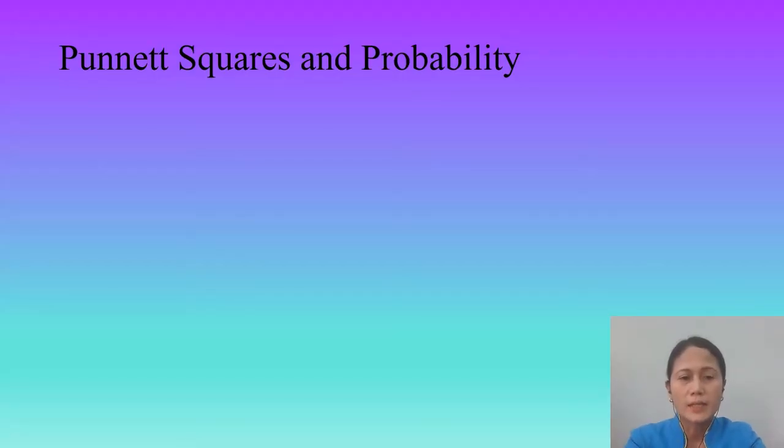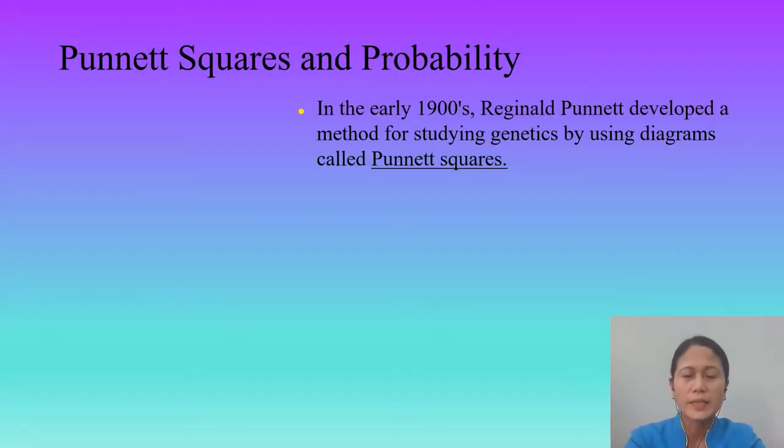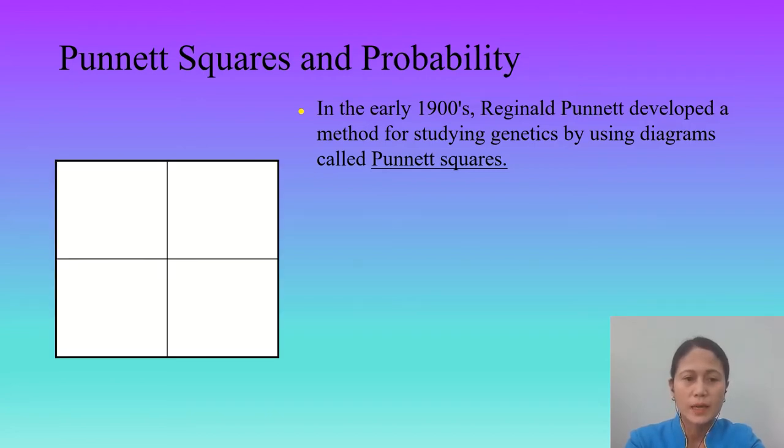In the early 1900s, a doctor by the name of Reginald Punnett developed a method for studying genetics by using diagrams called the Punnett squares. So this looks like a window pane where for monohybrid cross, you just need to have four squares, just like what is shown in this figure.